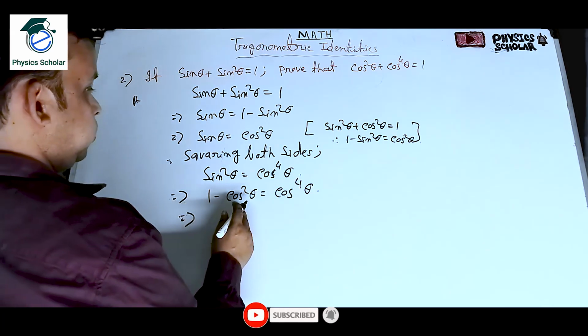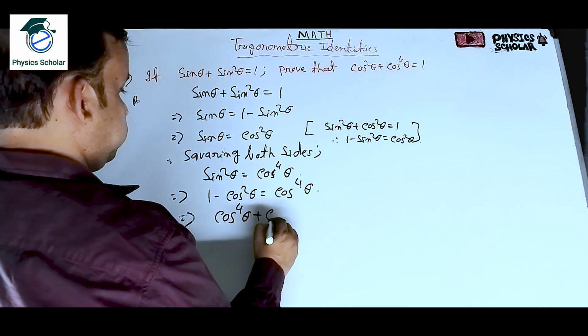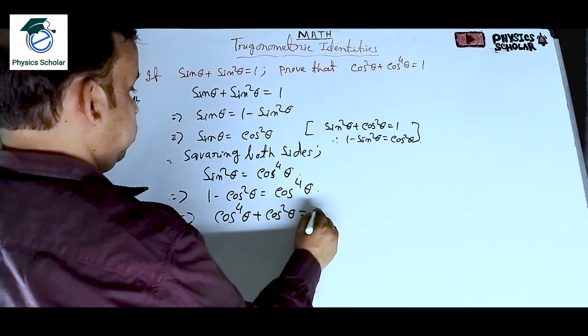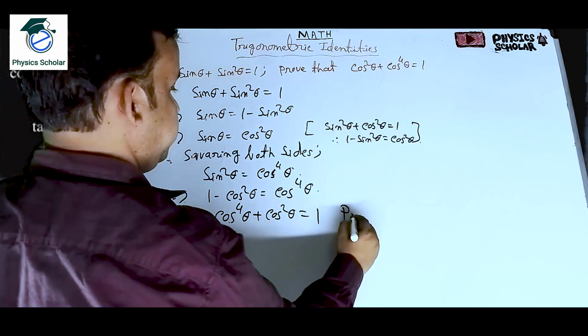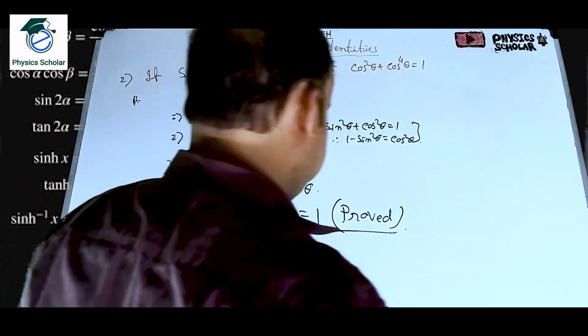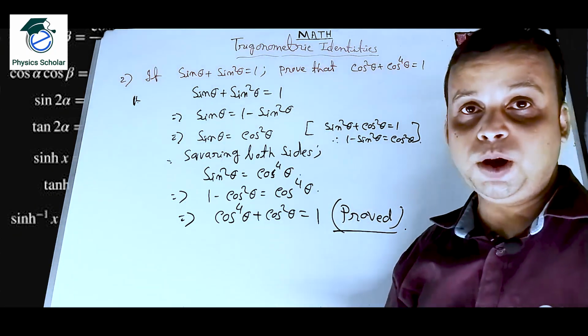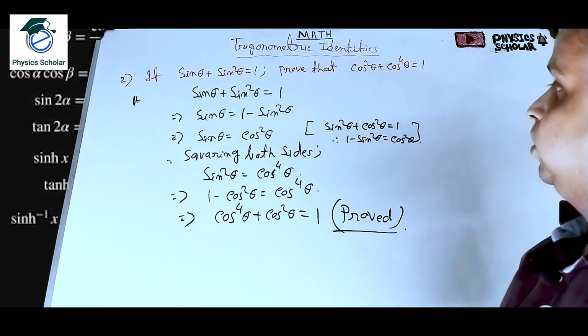Then what can we write? Cos to the power 4 theta plus cos square theta is equal to 1. So that we have to prove. That is proved. Clear? So this is also a very easy sum, but a very important one for the exams. And if you don't know how to do it, you may face a problem in the examination hall.